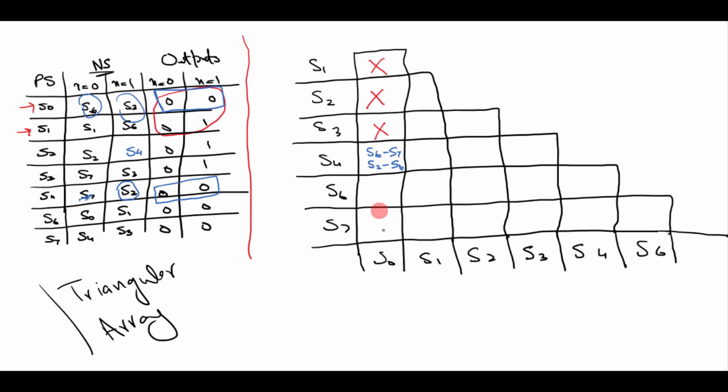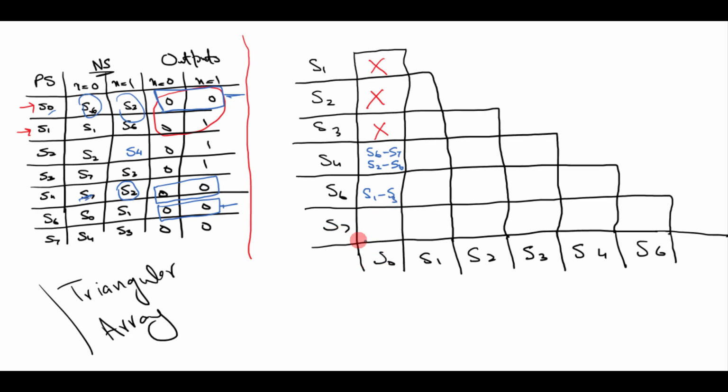Now come to S6 and S0. Here this is S0, this is S6. They have the same outputs, 0 0 and 0 0. These two states can be equivalent if S0 and S6, which are under observation, are equivalent, or S1 and S3 are equivalent. So S0 and S6 will be equivalent if S1 and S3 are equivalent.